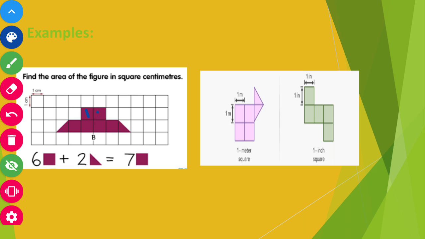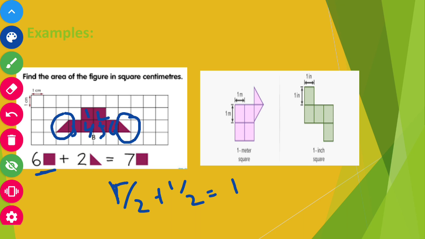1, 2, 3, 4, 5, 6. There are 6 exact squares. But here you can see half squares. If you make 2 half squares, 2 half squares will make 1 square. Isn't it? Half plus half will make 1. So 6 squares plus 1 square is equal to 7 squares.